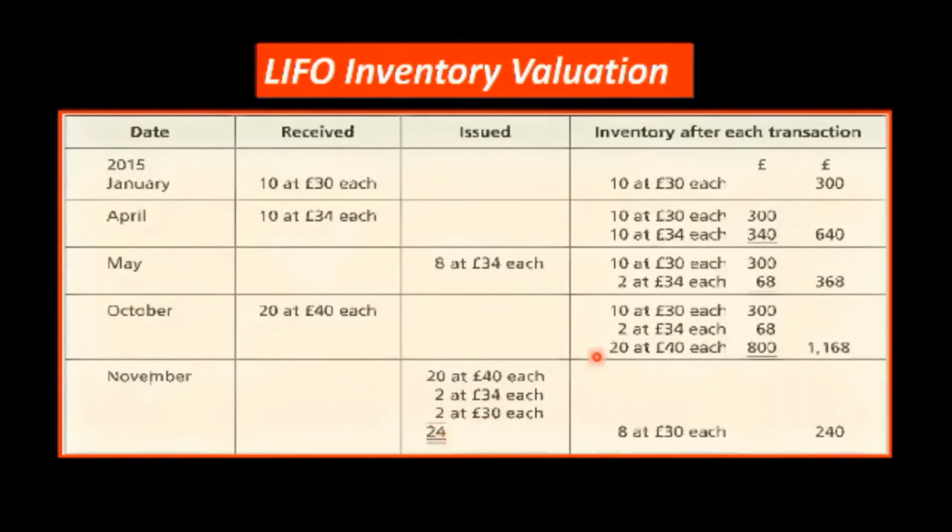So if we sell this and this, and 2 from here, we will remain with this 8 from here, which is our 8 in stock, and it is at $30 each. So 8 by 30 is $240. So the value of our inventory at the close of business on 30th of November using the LIFO inventory method, last in first out, would be $240.